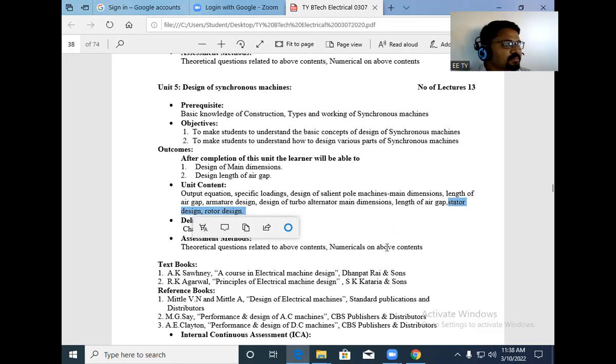Okay, bracket complete. Now can anybody tell what you are observing in chapter number 4 and 5? Which are the common points there? Everywhere main dimensions are there. Okay, everywhere output equation is there. Then everywhere length of air gap is there. And obviously stator and rotor is there. It means itself length of air gap is there.